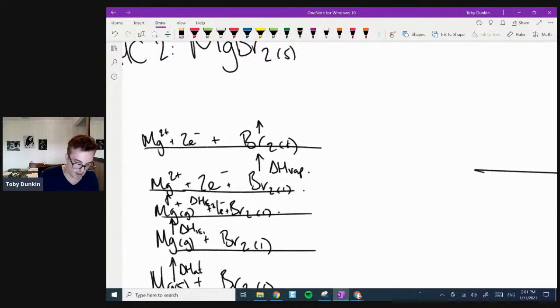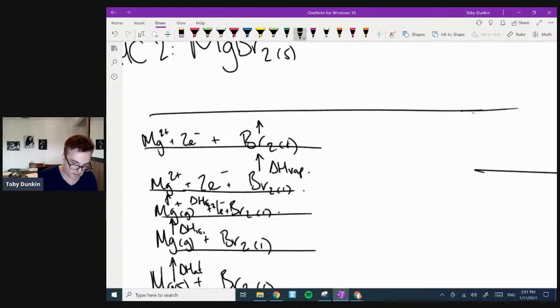So I'm going to make a better roof on this one. The magnesium remains unchanged. The magnesium is ready to go for my ionic solid, being a gas, and it has 2 electrons waiting. But now I've got to split the bromine up.